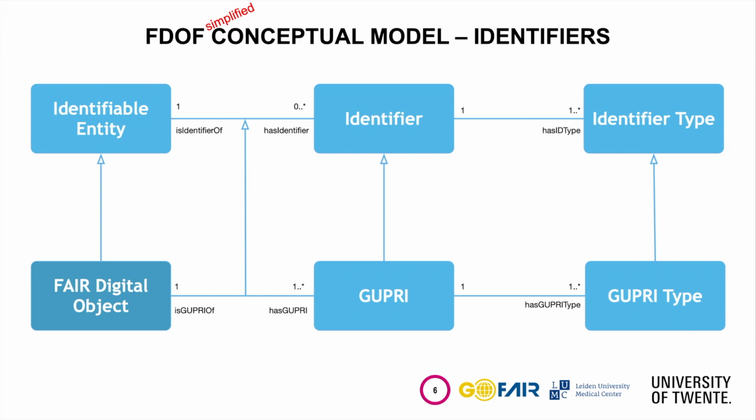Then we have FAIR digital object, that's a specialization of this identifiable entity. The FDOs are not only able of being identified by identifiers, but they must be identified by an identifier. And this identifier should not be any kind of identifier, but should be a kind of identifier that presents properties such as global uniqueness, persistency, and resolvability. So if we don't have identifiers, we don't have FDOs. These are absolutely required. Everything should be identified.